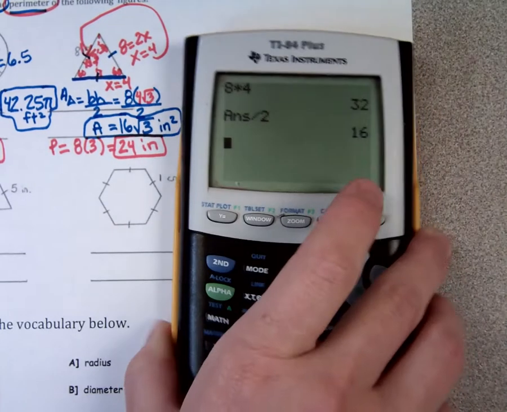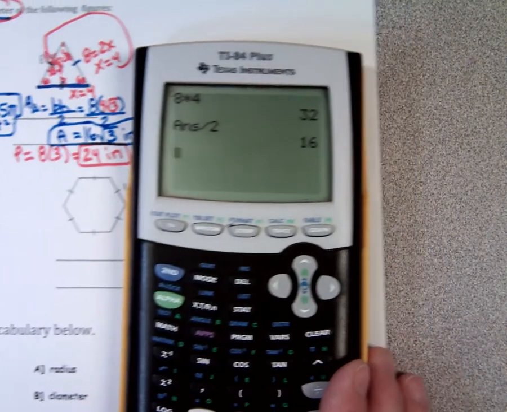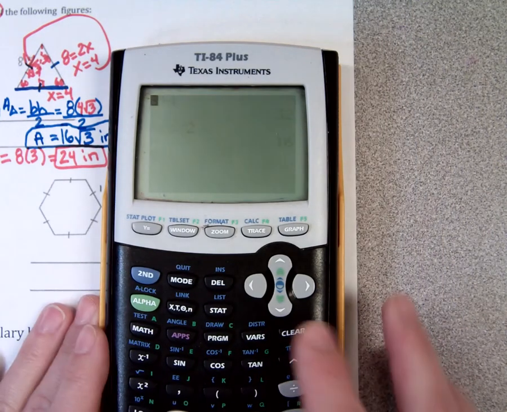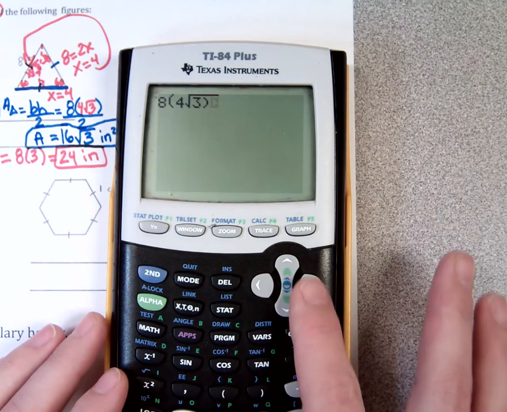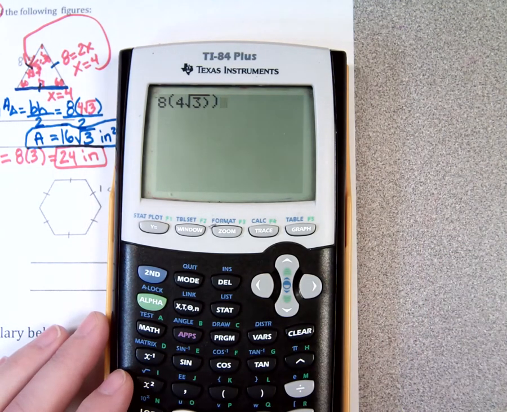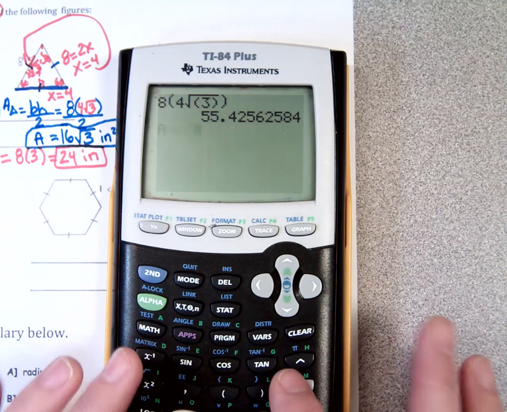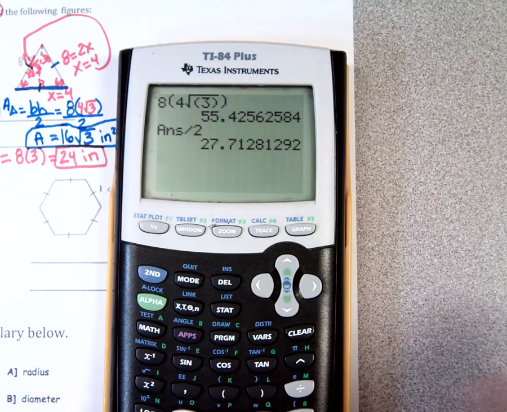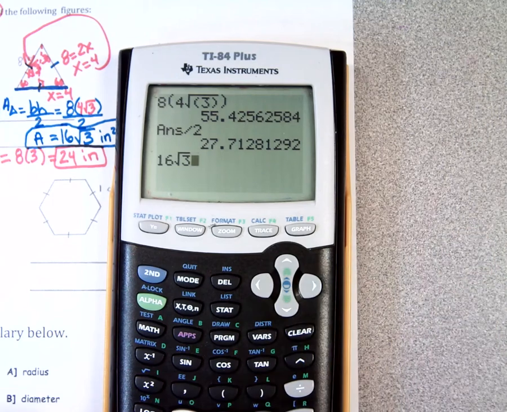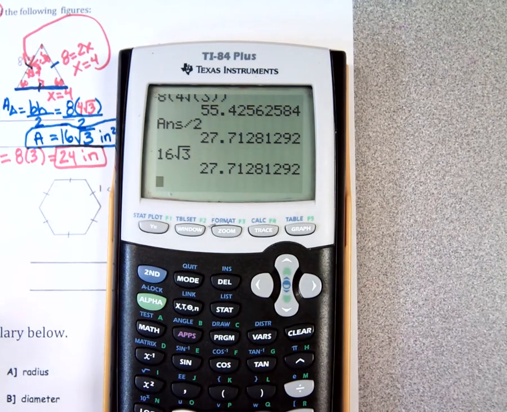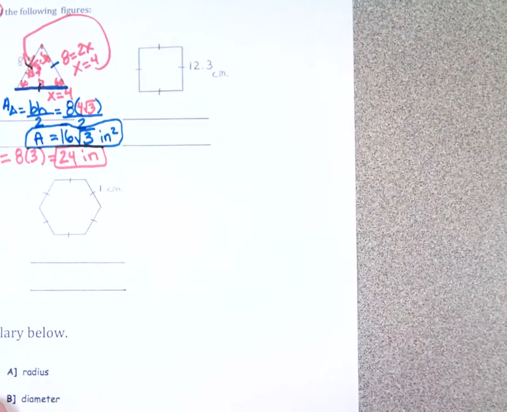Now, if you wanted a decimal, then you could simply go 8 times 4 square root of 3, get that answer, and then divide by 2, and you can get your decimal approximation. And then let's just see if that's the same thing as the 16 square root of 3 that we found. And it is. Same answer.